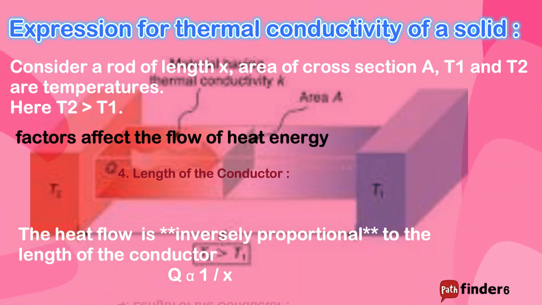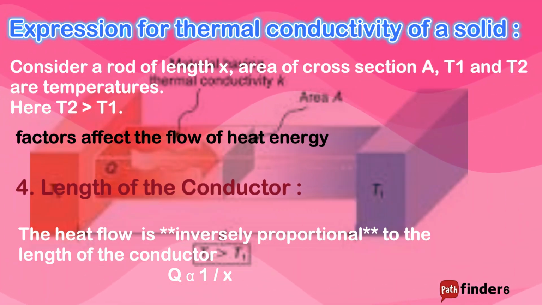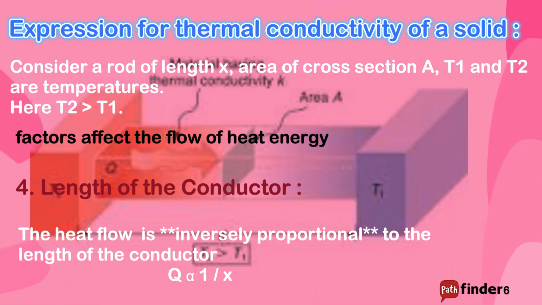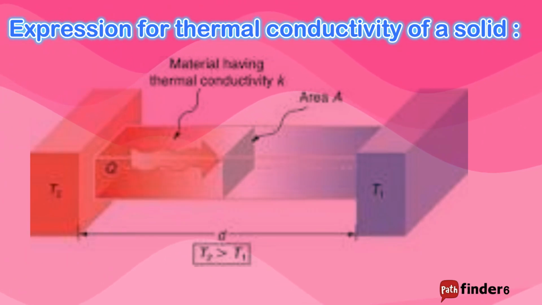4. Length of the conductor. The heat flow is inversely proportional to the length of the conductor. A longer conductor reduces the heat flow, while a shorter conductor increases it. For example, if we take a short rod and a long rod of the same cross-sectional area and expose both to the same temperature difference, the longer rod will have less heat flowing through it per second due to its greater length. Q is inversely proportional to 1 by x.